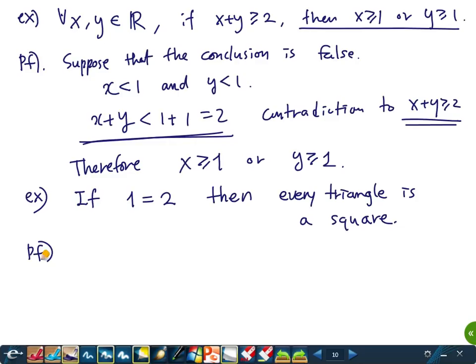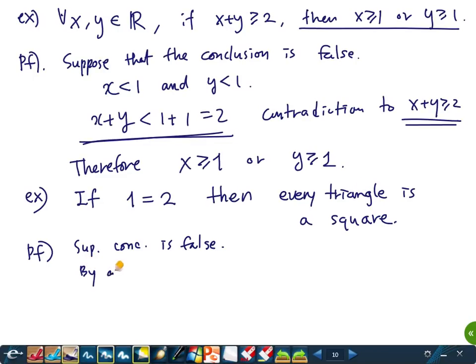I'm going to use proof by contradiction. Okay? Suppose that the conclusion is false. Okay, I'm not going to state the negation of this, but if you want, what is the negation of this? There is a triangle which is not a square. Quite reasonable, but yeah, you don't need to state it.